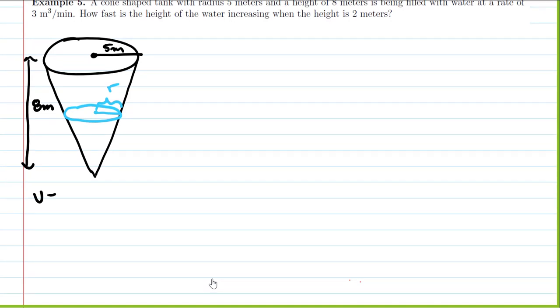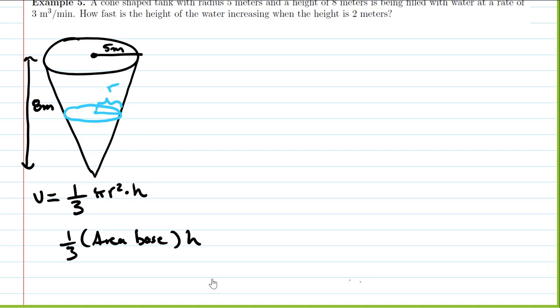Perfect. So we have V is 1/3 pi r squared times h. So fun fact about these, if you aren't aware, the volume of any cone, and when I say cone, I mean the general cone, is always 1/3 the area of the base times the height.